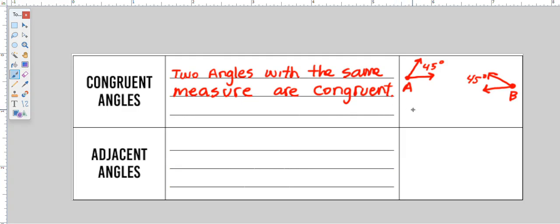These are congruent to each other, and there are a few ways we could write this, but I'm going to say the measure of angle A is equal to the measure of angle B, where that M with the symbol means angle. So we can say that angle A is congruent to angle B. Adjacent angles: that's when we have two angles that share a common side. They're right next to each other.